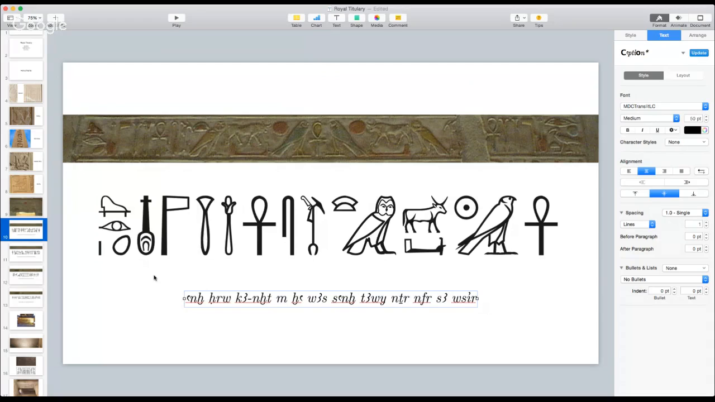So we have Ankh, Heru, Chaneket, Imka, Wasa, Sa'unk Tawi, Netra Nefer Sawasir. So all together it is the living Heru, strong bull, who appears in Waset, who sustains. The word Sa'unk literally means to cause to live, but it's a phrase that simply means to sustain.